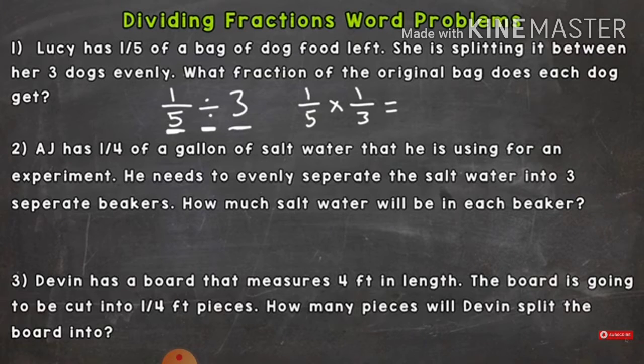Now we can go straight across and get to our solution. 1 times 1 is 1. 5 times 3 is 15. So each dog is going to get 1/15 of that original bag of dog food. So 1/15 of the bag.